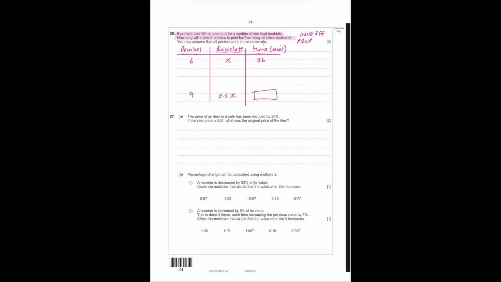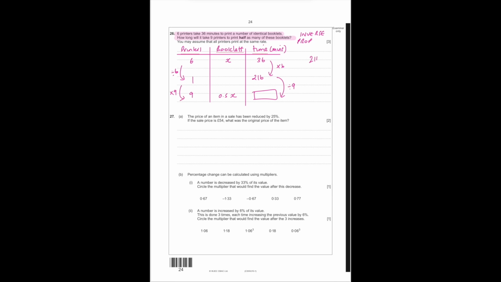So I'm going to divide by 6 here. So divide by 6 and find out 1 printer. Okay, so 1 printer, this is where the inverse proportion comes in. I need to times by 6 here, because 1 printer would take longer than 6 printers. Okay, so that gives me 216. Now I want to get to 9 printers, so I'm going to times by 9, which means on this side I would divide by 9, because it would take 9 printers less time.